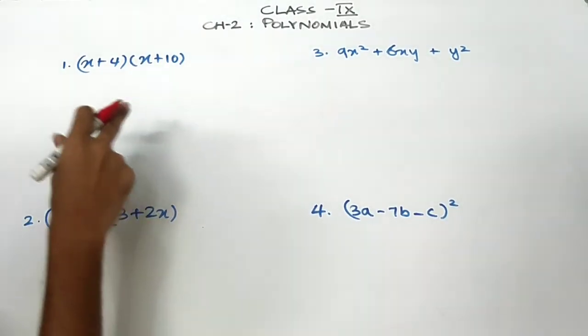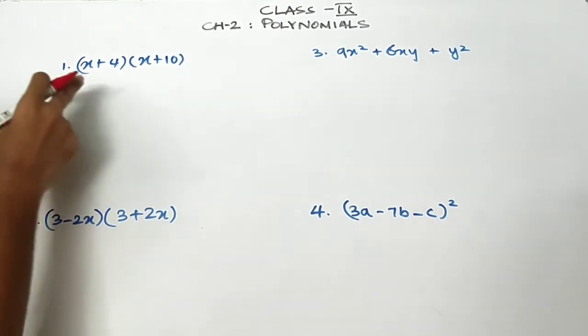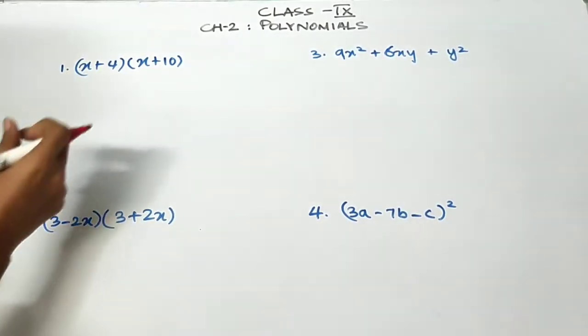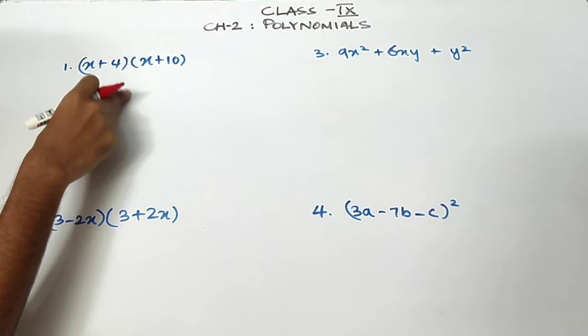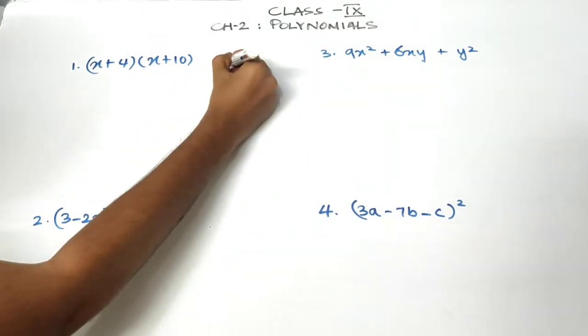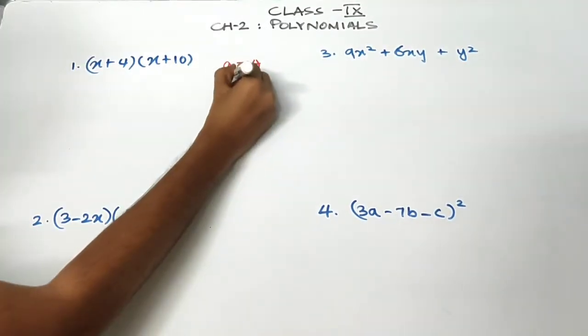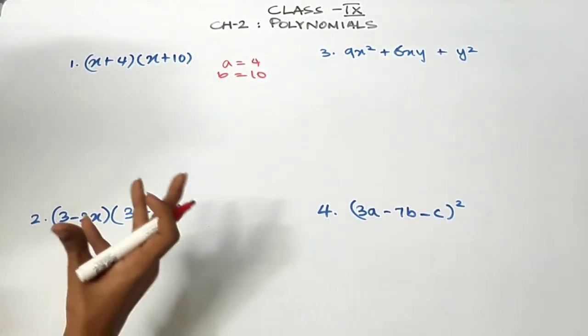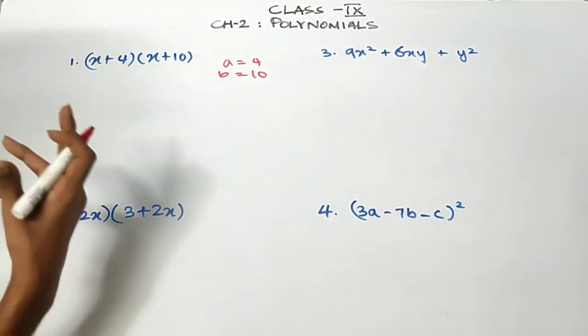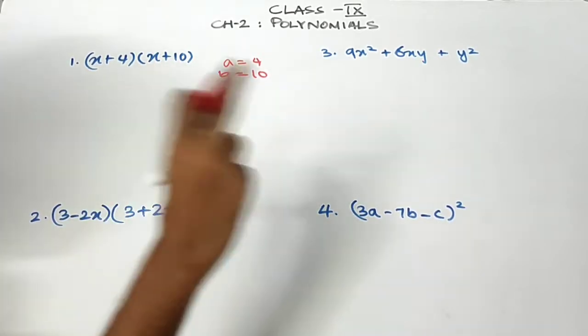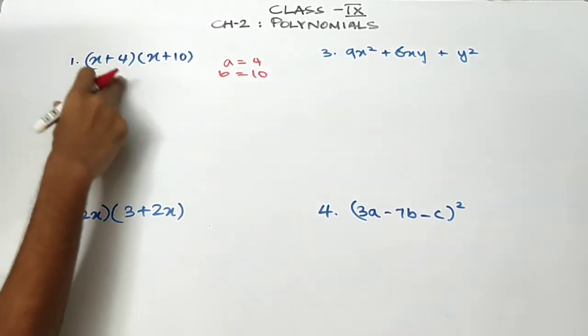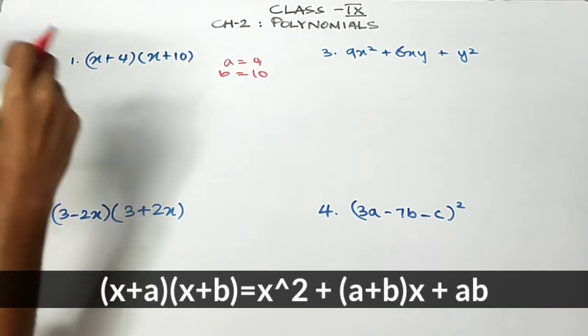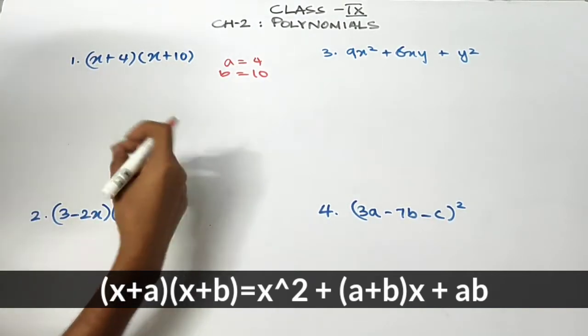As you can read it out, it is x plus 4 into x plus 10. You can see it is of the form x plus a into x plus b, where a is equal to 4 and b is equal to 10. Now, as you already know, and if you have memorized it by now, or take your time and memorize it, I will be flashing the formula on the screen. Now, x plus a into x plus b is x square plus a plus b times x plus ab.